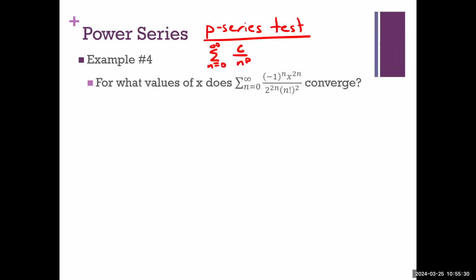Is that better? All right. How do we handle this thing here? It was pretty gross, right? Taking the ratio test again? Let's try it. Let's see what happens.